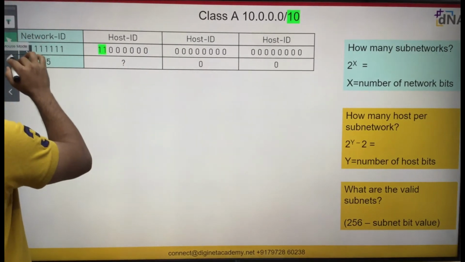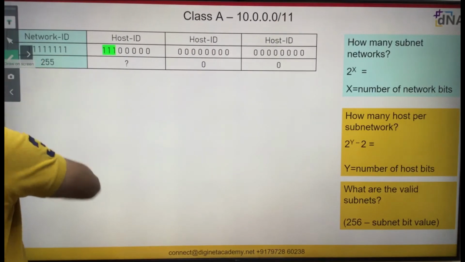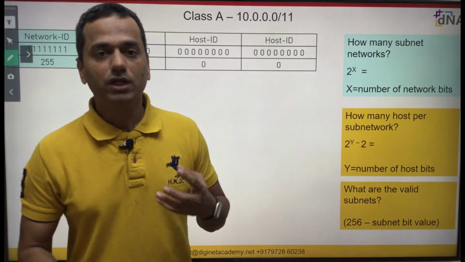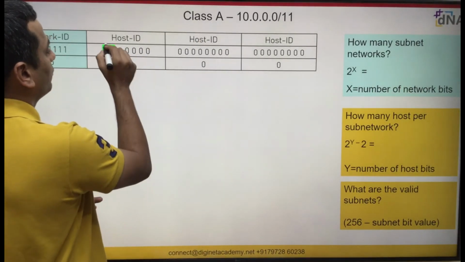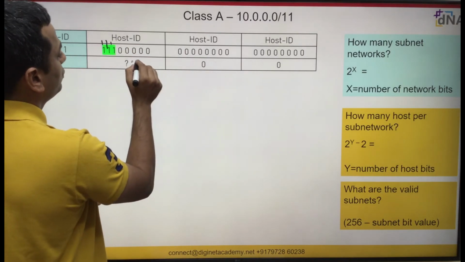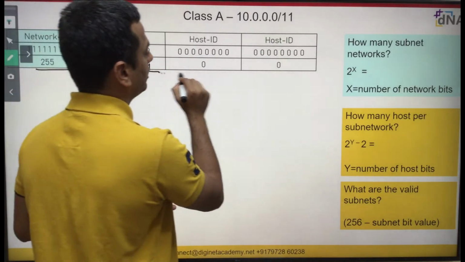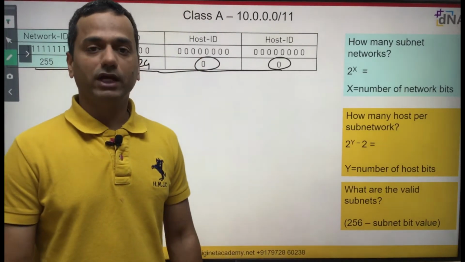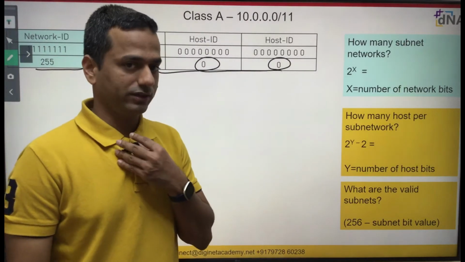Next, /11. Let's move on. /11 means how many bits have I borrowed from the second octet? Now 3 bits. What is the value of the 3 bits? 128 plus 64 plus 32, which is equal to 224. So my subnet mask is 255.224.0.0. This is my subnet mask. So how many bits did we borrow from the second octet? 3 bits.